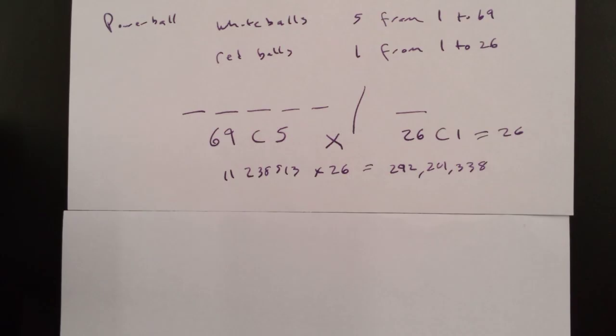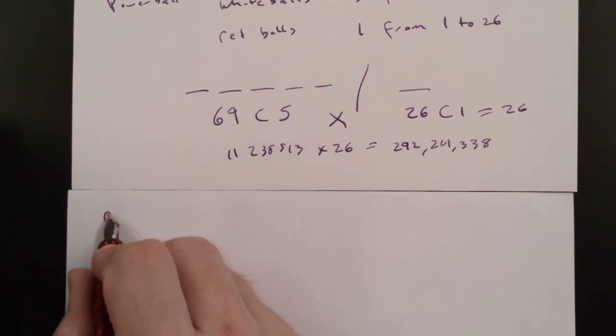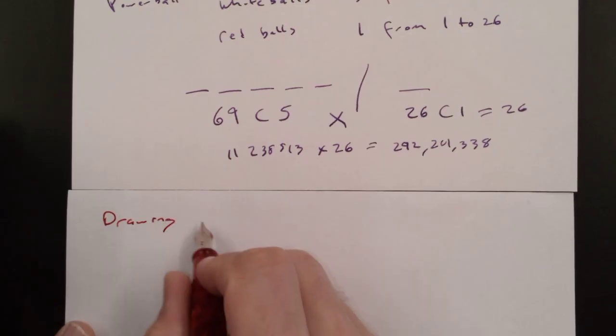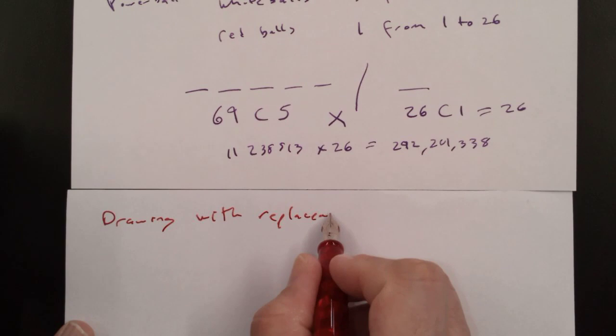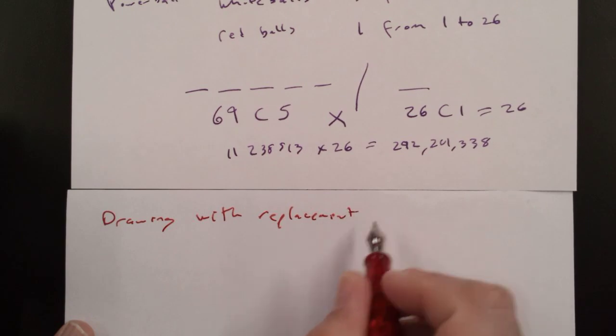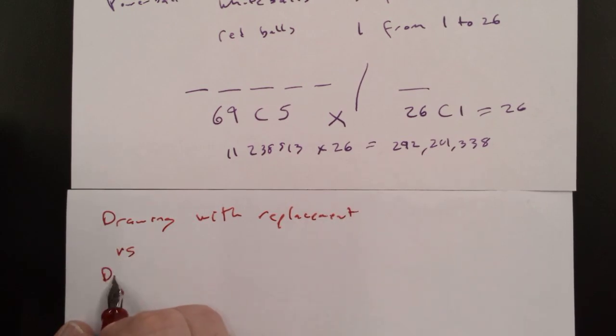Now, this idea about whether or not I can repeat objects, I can think about this even if I go back to a deck of cards, right? If I said pick a card, and then I said pick a second card, well, what do you do with the first one? There are two options, and we call this idea either drawing with replacement or drawing without replacement.